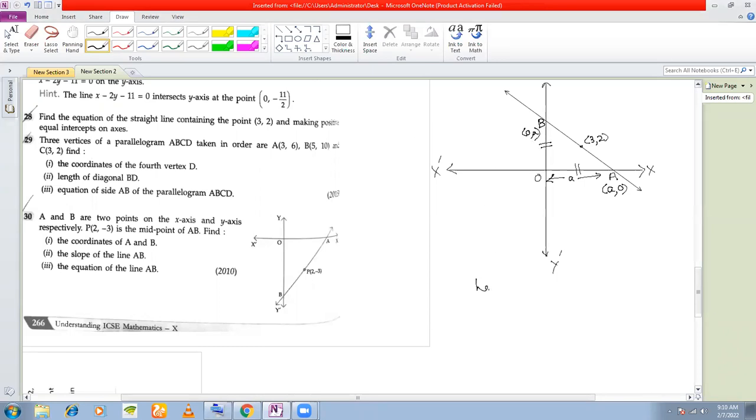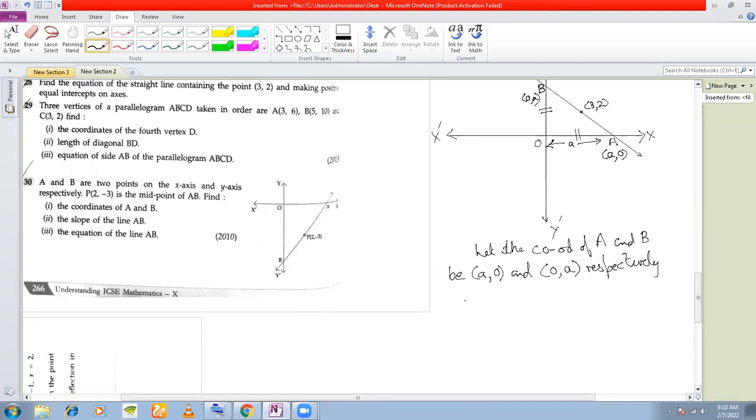So I start by saying, let the coordinates of A and B be (a, 0) and (0, a) respectively. Now see, A and B are both points on the straight line. That means we can find the equation of the straight line in terms of a.